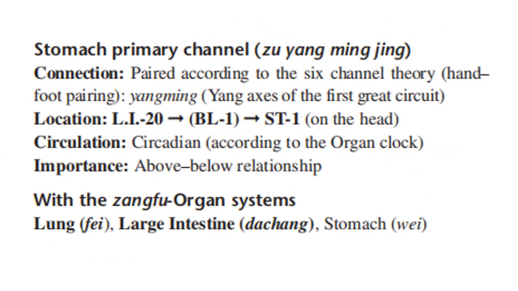Stomach primary channel connection, paired according to the 6-channel theory. Hand-foot pairing, yang axis of the first great circuit. Location: LI20, Bladder 1, Stomach 1 on the head. Circulation: circadian, according to the organ clock. Importance: above-below relationship with the Sanjiao organ system, lung, large intestine, stomach.